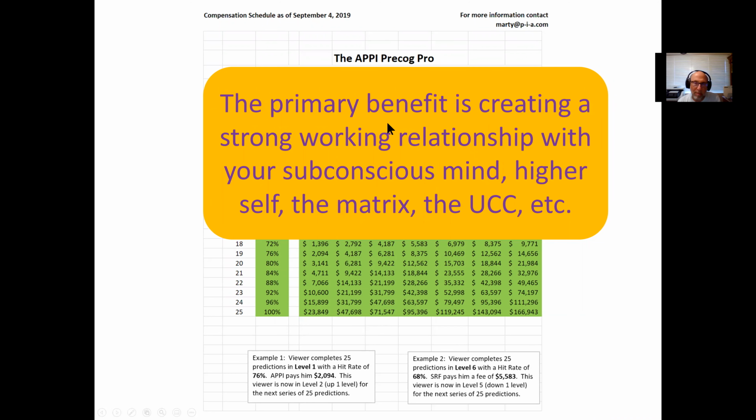The primary benefit is creating a strong working relationship with your subconscious mind. You can call it the higher self, the matrix, the universe, collective consciousness, whatever. That is the primary benefit. And those of us that have been doing this for a while talk to each other, and we find this helps with other parts of your life, because the subconscious mind has so much more information than your left brain, and it's more than willing to share it with you if you listen.